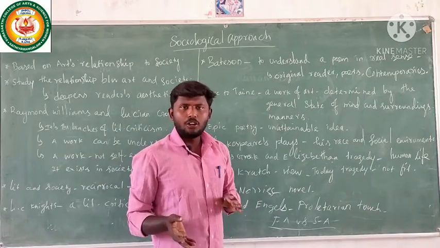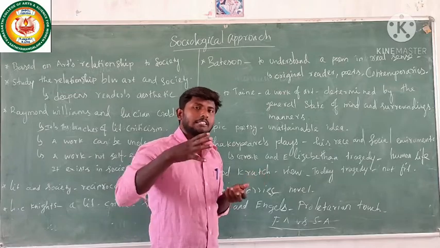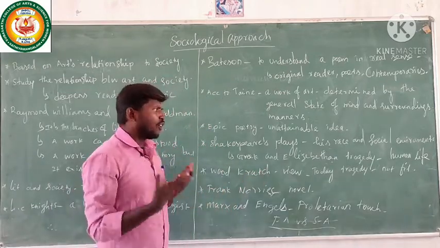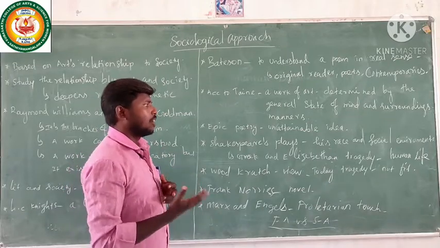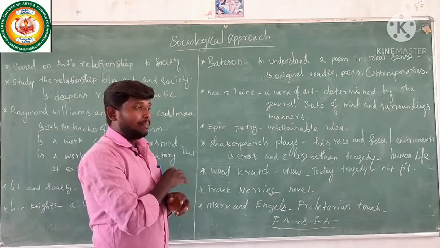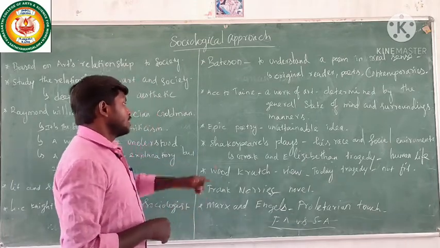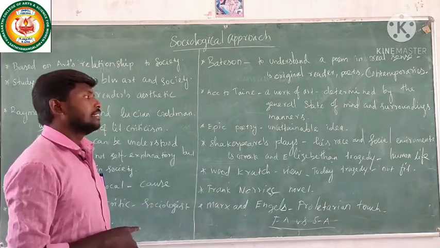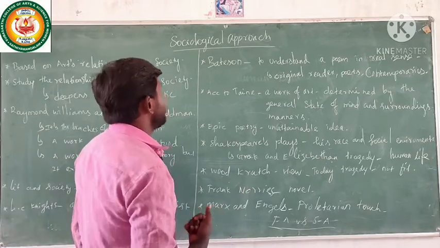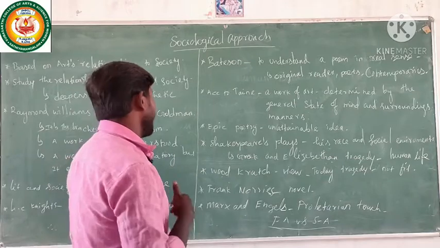Even the 37 plays of William Shakespeare talk only about humans: human affection, human bondage, human life, how they are, what they are doing, how their life is going, how fate plays a vital role in their life. But here it is simply said that Greek and Elizabethan tragedy talk about human life. Human life means it connects with the sociological approach. That's more important, remember it.